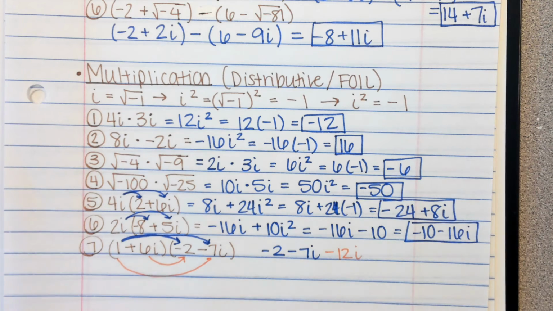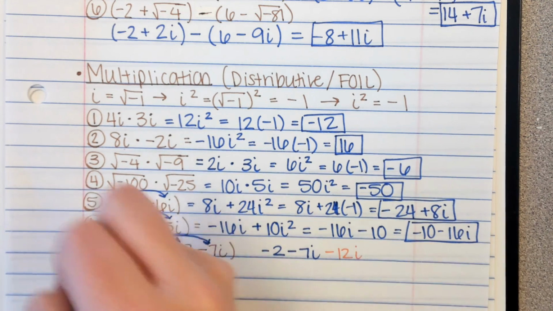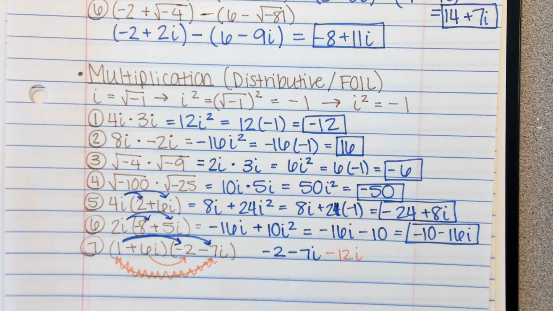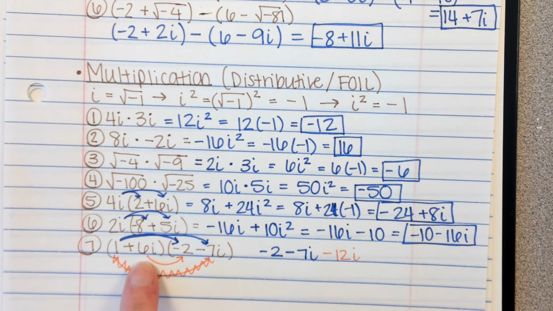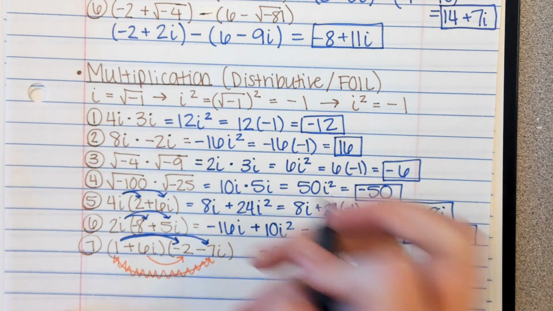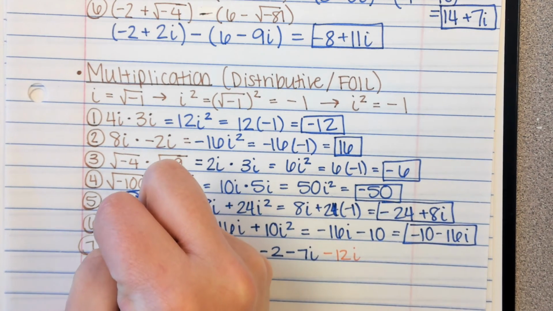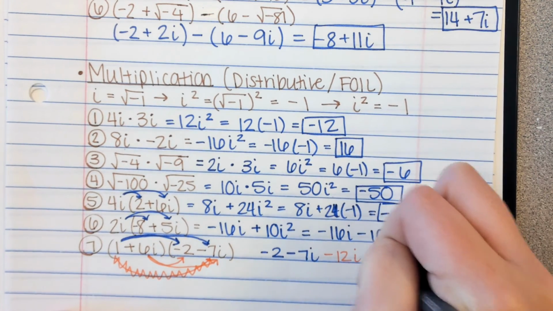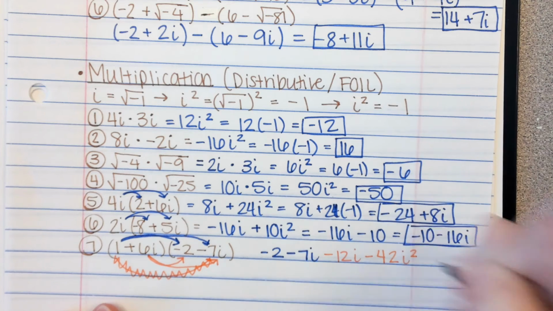That's what I did. Okay. I knew that something wasn't going to work out right there, and I wasn't sure what I was thinking. I apologize. Ignore that. So you do 6i times negative 2 is negative 12i, and then I was just drawing the arrow wrong. 6i times negative 7i is negative 42i squared.